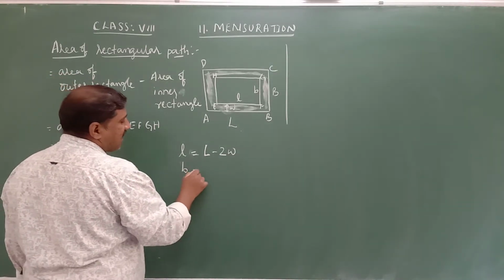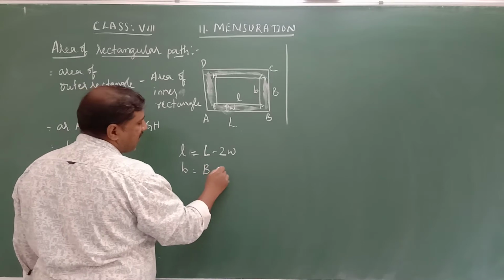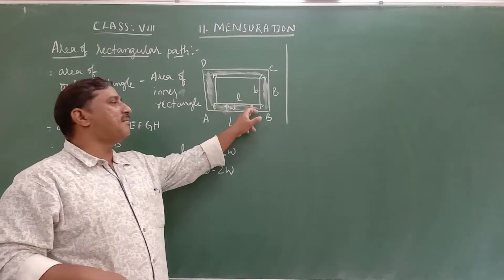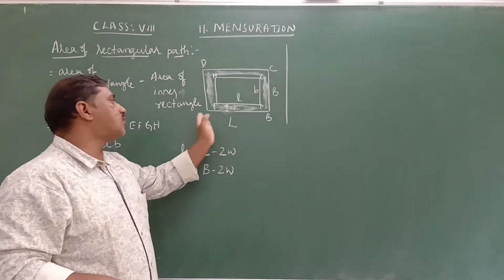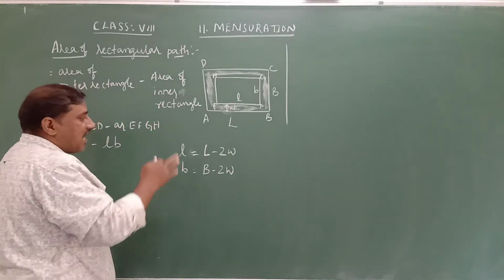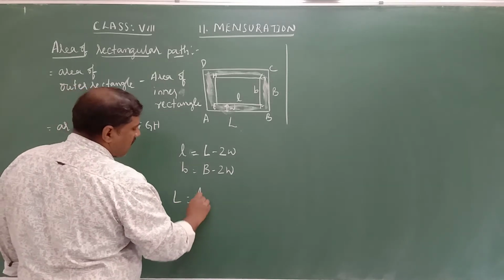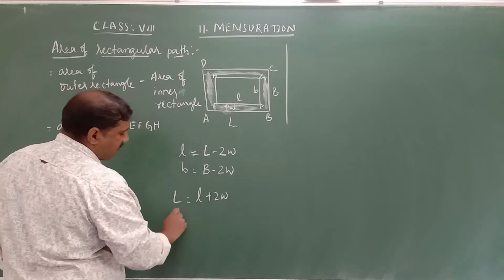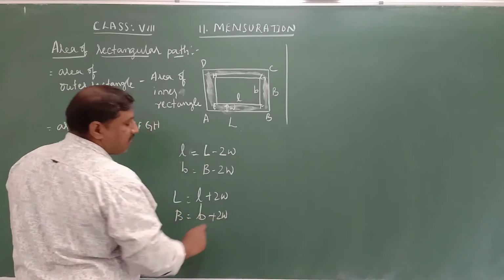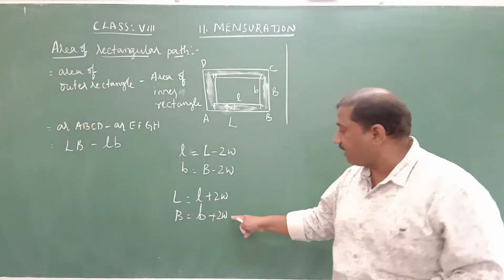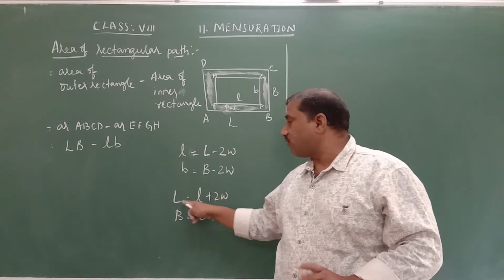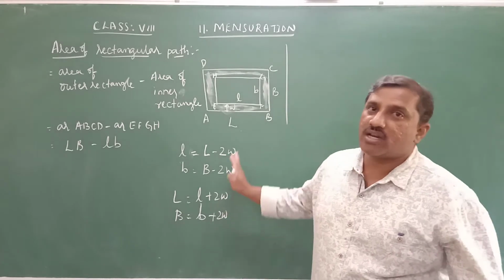Similarly, the breadth of the inner rectangle is equal to the breadth of the outer rectangle minus 2 times the width. Sometimes the inner rectangle measurements will be given and we will ask you to find the outer rectangle. By adding 2 times the width to the inner rectangle, we get the outer rectangle, that is, L is equal to small l plus 2w, and the outer rectangle breadth is equal to small b plus 2w. By adding 2 times the width to the inner breadth we get the outer breadth, and by adding 2 times the width to the inner length, we get the outer length. Clear, children?